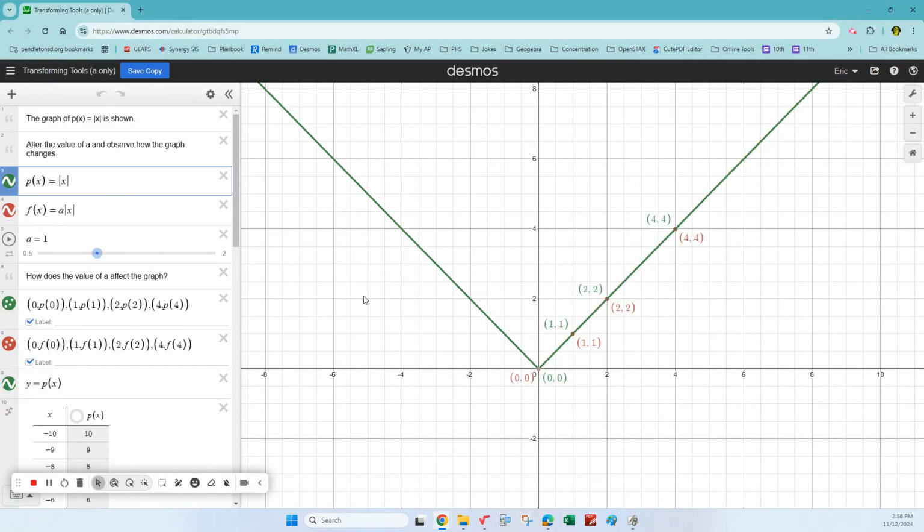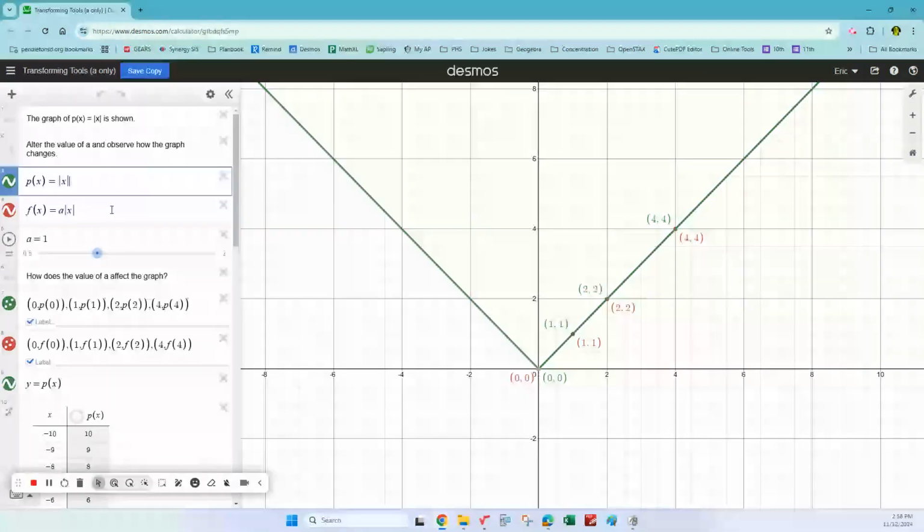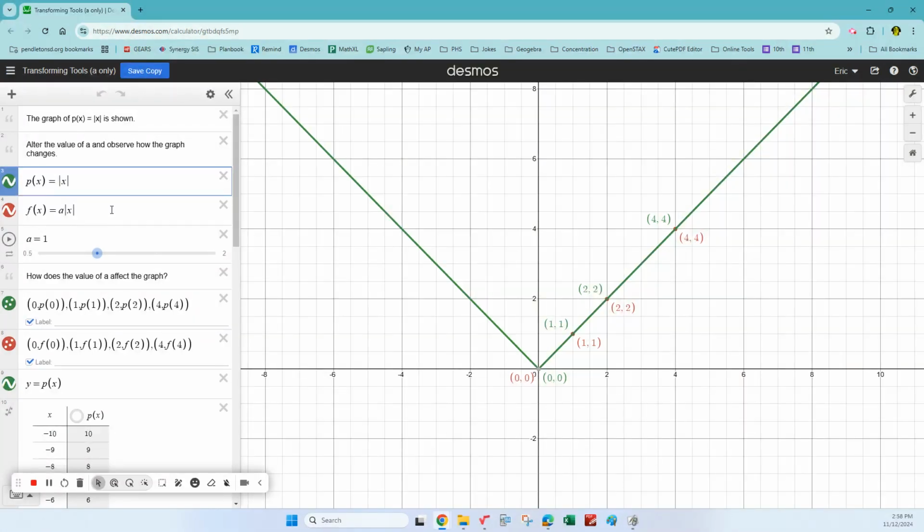So I've got this Desmos document here. I've got this basic P of x, my parent graph, which is just the absolute value of x, a V-shaped graph with a vertex at the origin. Now I'm going to graph f of x next to that, which is a times the absolute value function. Right now a is 1, so it hasn't changed anything. But I want to know what's going to happen if I make a something different.